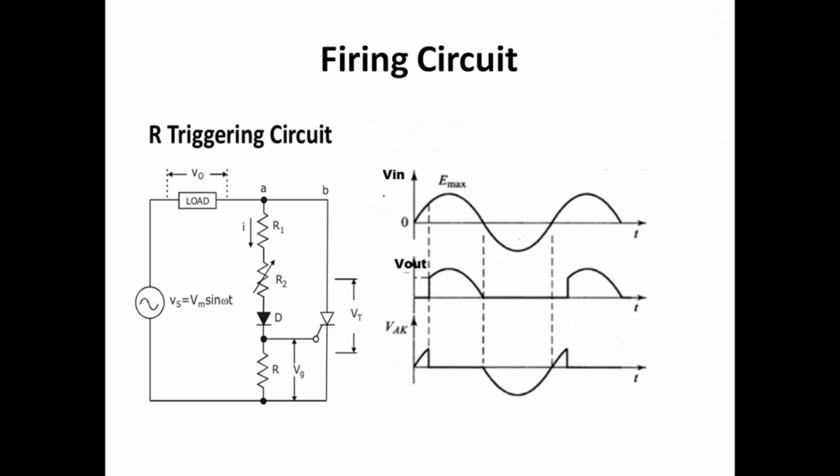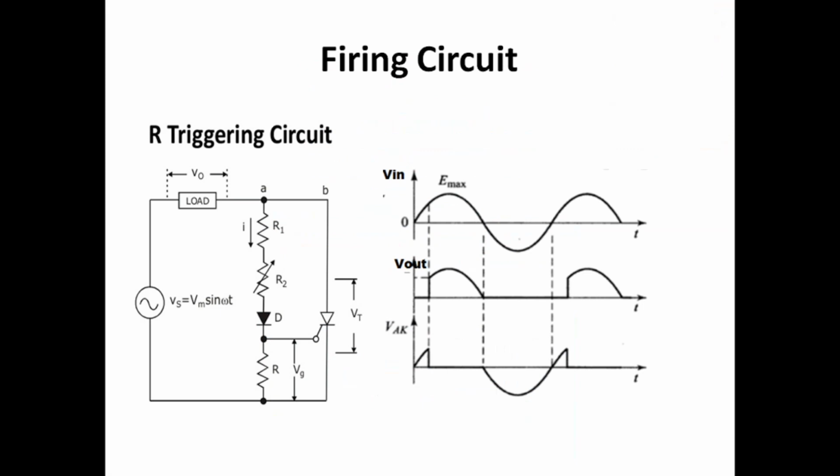So, in the last class we studied that we require gate pulse or gate voltages or current to trigger the SCR. In the sense, we need to apply a positive voltage in between gate and cathode to turn on the SCR.